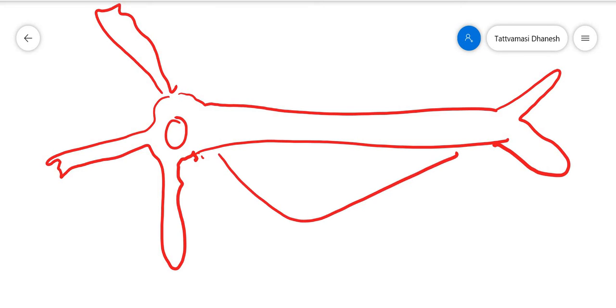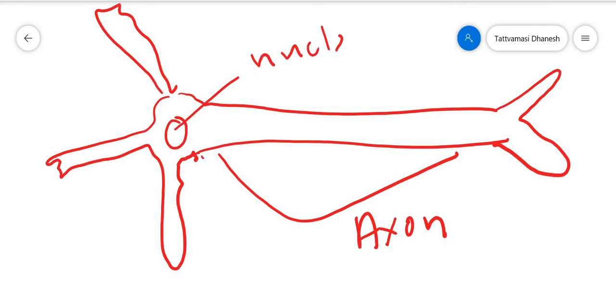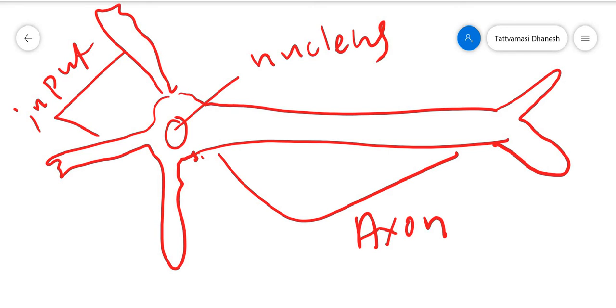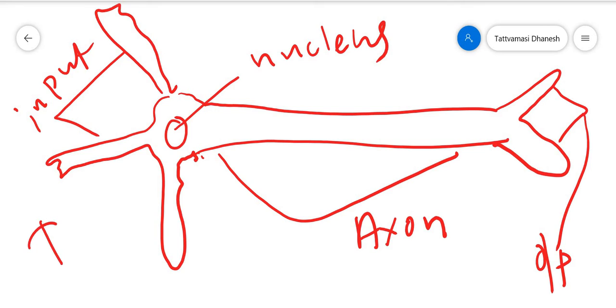This we call the axon. This is the nucleus, and these things you call the input, and this is the output. The input we call the dendrites. This is the way the biological neuron takes input through the dendrites, and the output is through the end portion of the axon. This is known as the nucleus.